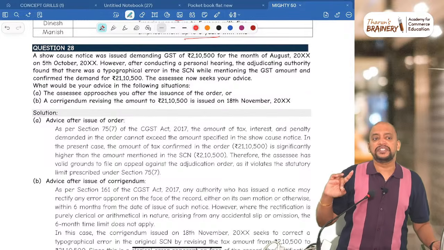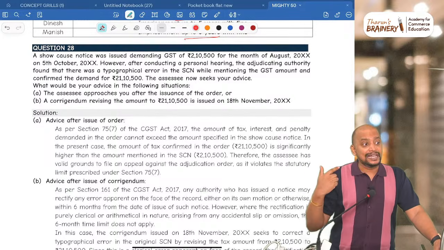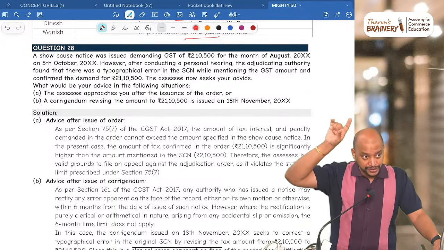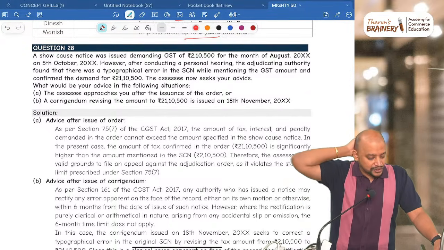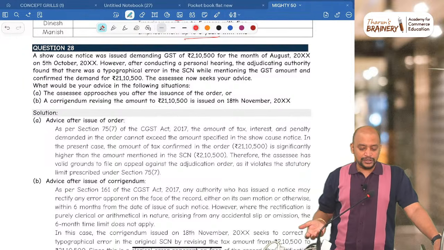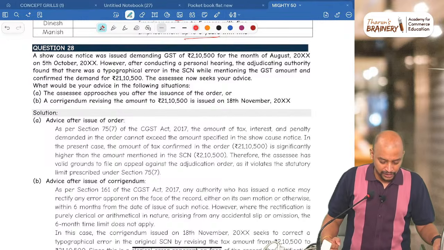What is the time limit within which it should be brought to the notice by the taxpayer? 3 months. Then they can rectify. What is the time limit for rectification? 6 months from the date of issuance of order. What is the date of issuance of order? 5th October. So they have to do it within 6 months.